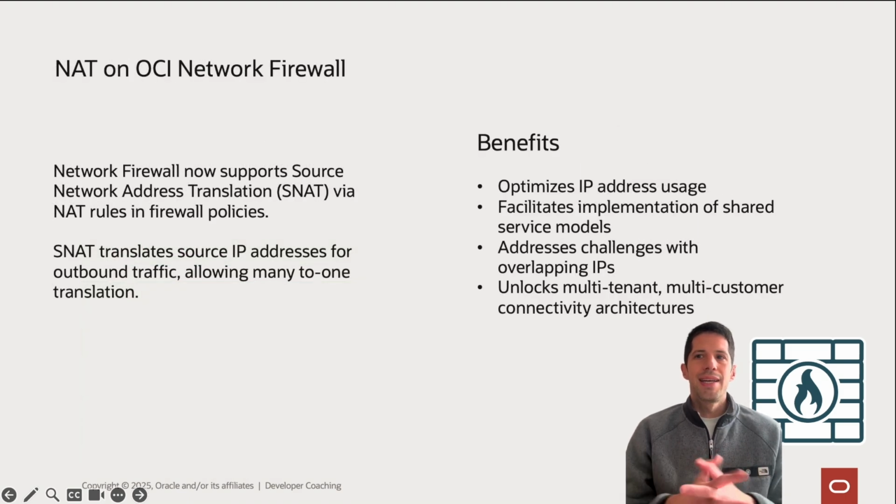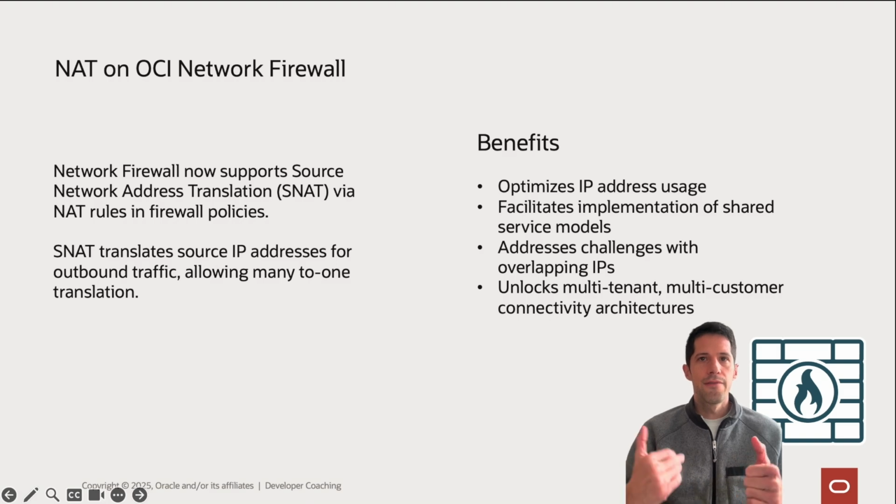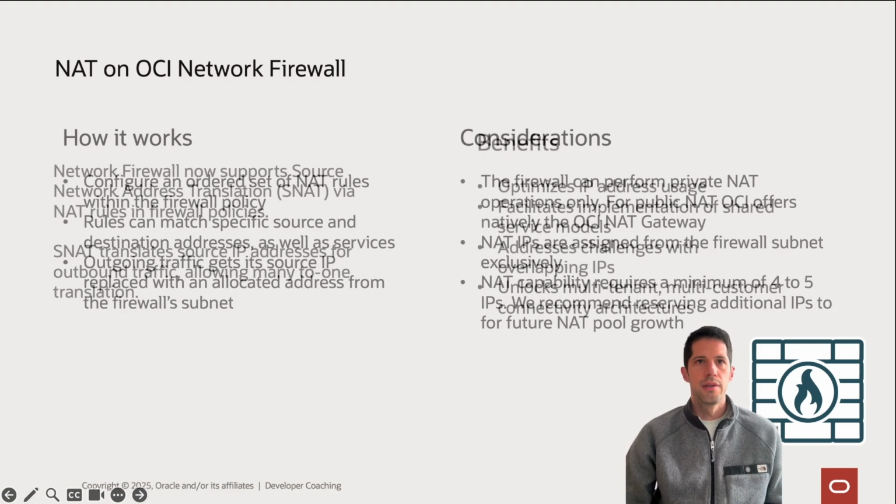So what exactly is the NAT on the OCI Network Firewall? It is a capability that permits defining NAT rules to enable source NAT, allowing many-to-one translation. So what are some of the benefits of doing this? First, it helps optimize the IP address usage. Then it helps facilitate the implementation of the shared services model. It helps address the challenges with overlapping IPs, and it unlocks multi-tenant, multi-customer, multi-operational entity connectivity architectures.